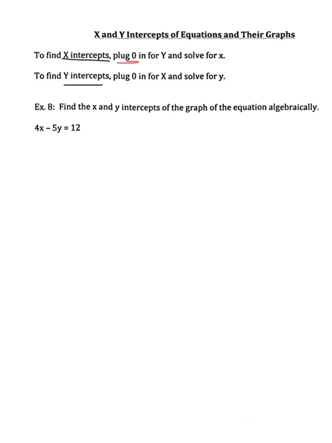Meaning if you want to figure out where a graph is going to cross the x-axis, plug 0 in for y, because on the x-axis, all the y values are 0. And if you want to find the y-intercept, plug 0 in for x. So you plug 0 into the opposite letter. So I want to take a look at that in action. Look at example 8. Find the x and y intercepts of the graph of the equation algebraically.